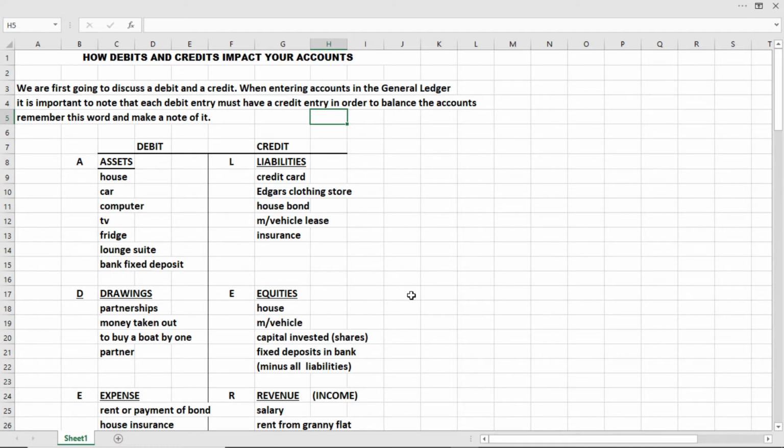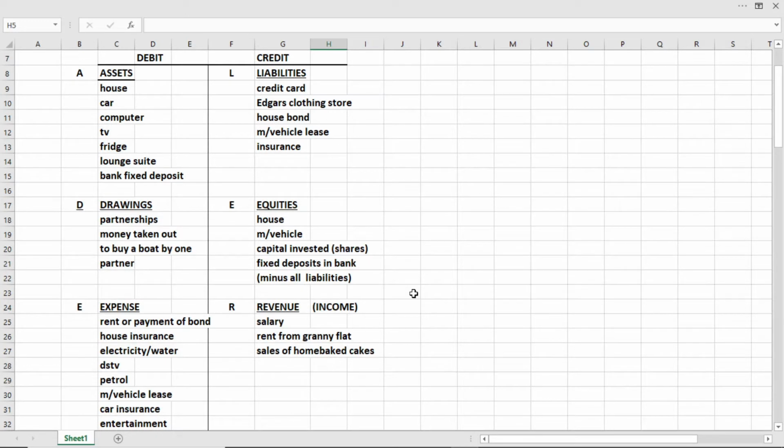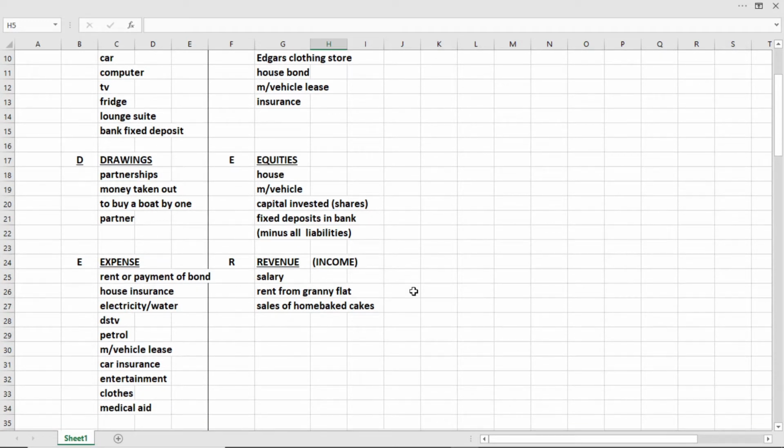You've got your assets on the left-hand side: house, car, computer, TV, fridge, lounge suite, bank, fixed deposit. Then you've got your drawings, partnerships, money taken out to buy a boat by one of the partners. And you go right down to your expenses: rent or payment of a bond, house insurance, electricity, DSTV, petrol, car insurance, and so forth. As you see, it goes down there.